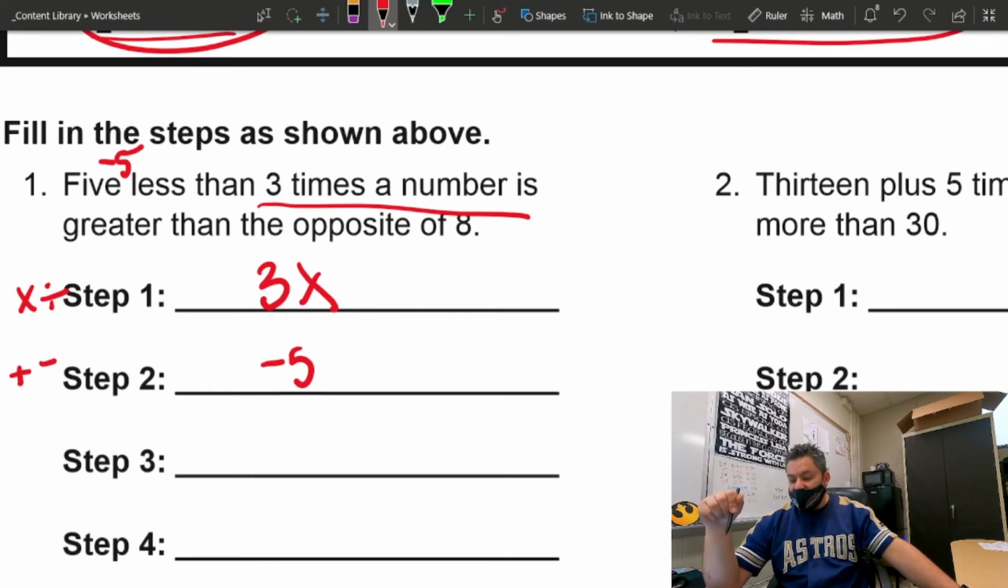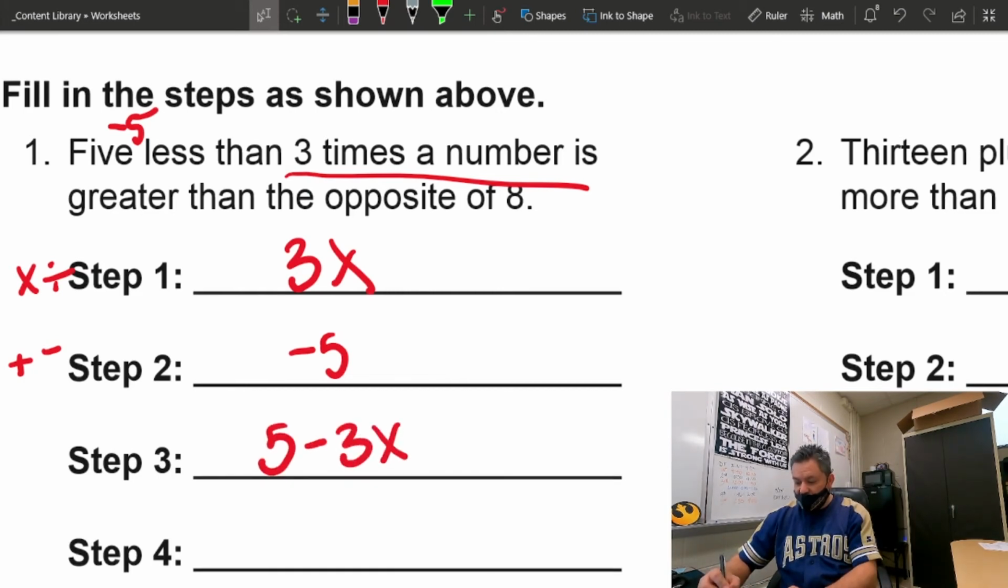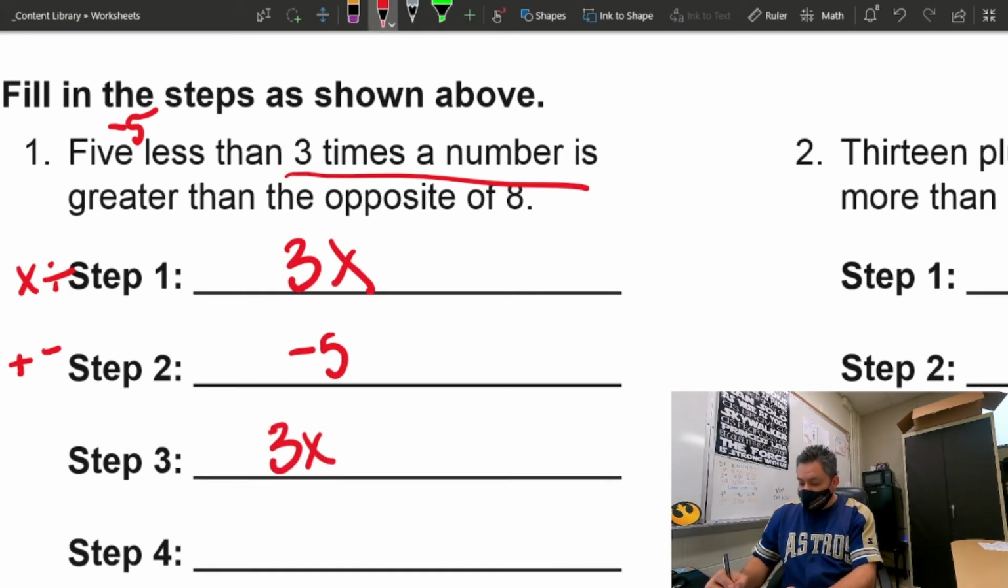It says 5 less than 3 times a number is greater than the opposite of 8. What are you taking away? The 5 or the 3x? You're taking away the 3x, so you're gonna do 5 minus 3x, like so. That's telling me that I'm taking 3x away from 5. But what's happening over here? Read it again. 5 less than 3 times a number. So we're gonna have to do 3x minus 5, right? I combine them two.